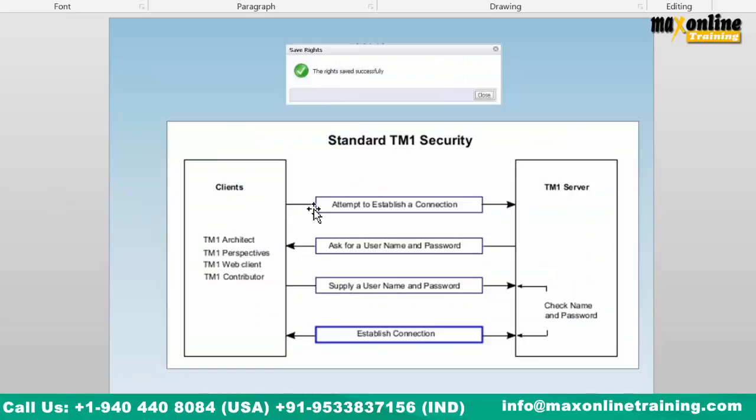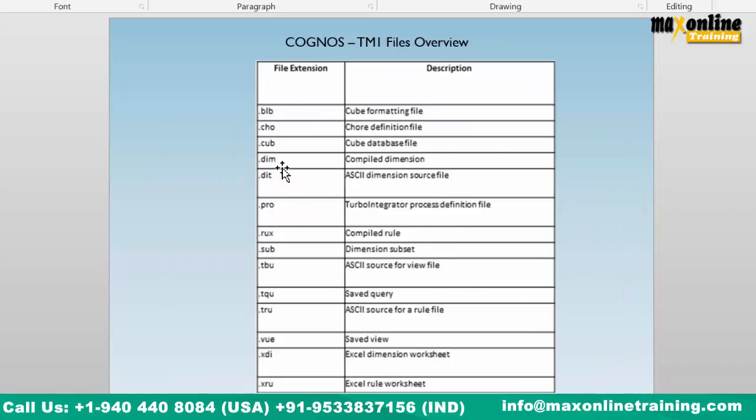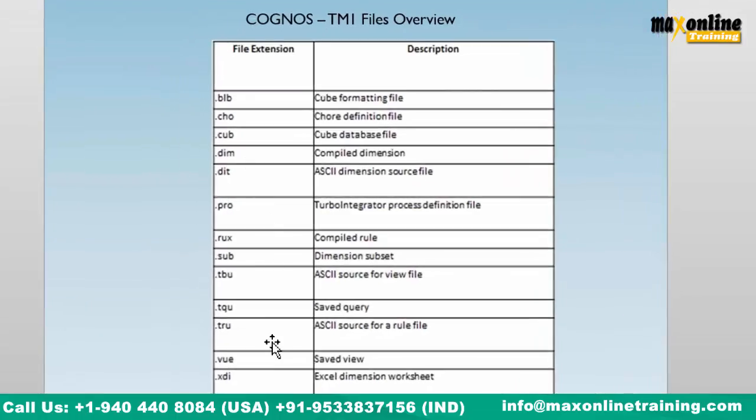For standard security, you just provide a username and password and log into the machine. By default, it is admin and apple. But if you have created an application server, there will not be any password; you can create it later. By default, the username will be admin. These are all the extensions you can see here: BLB file, CHO file, and so on. You can see all these files, retrieve the information, and post the data.